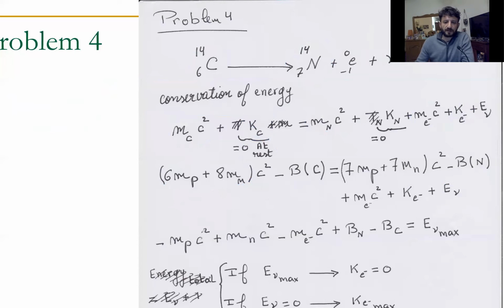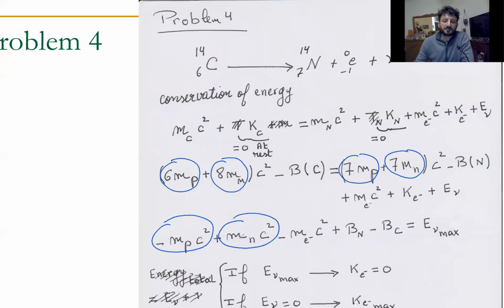You know, here we have 6 mp and here we have 7 mp. So we can put 1 mp here. It will be minus mp c square. Here we have 8 mn and here we have 7 mn. Finally, we get 1 mn c square, and we can put here me c square, minus binding energy of carbon plus the binding energy of nitrogen, minus the kinetic energy equals E.